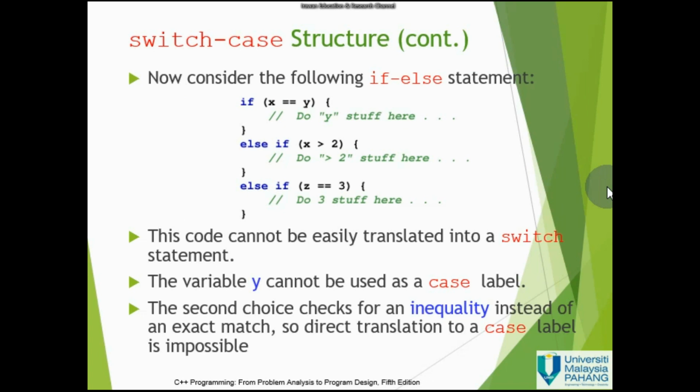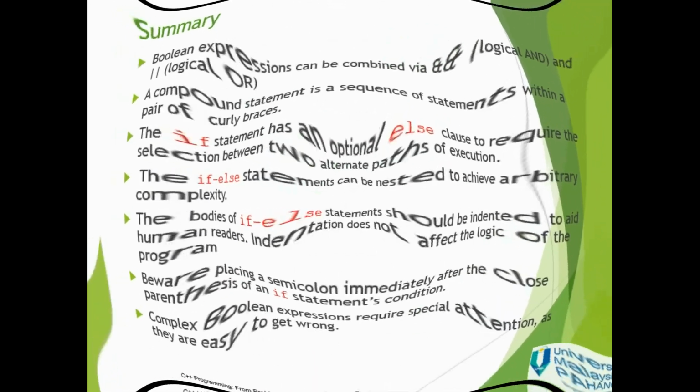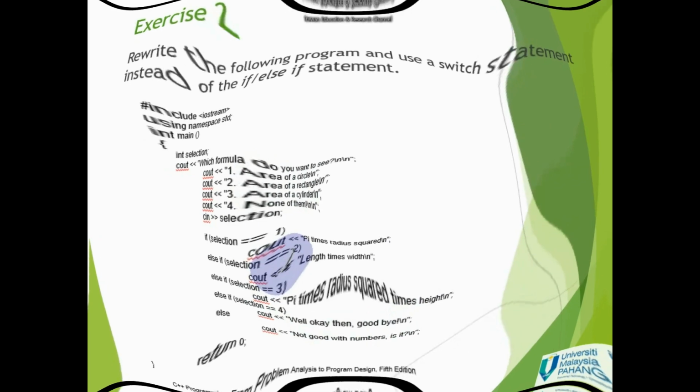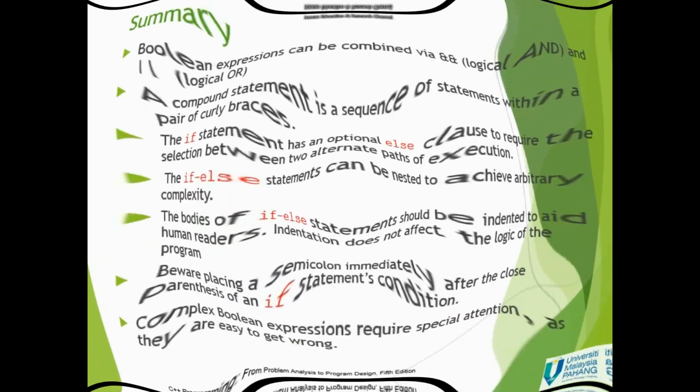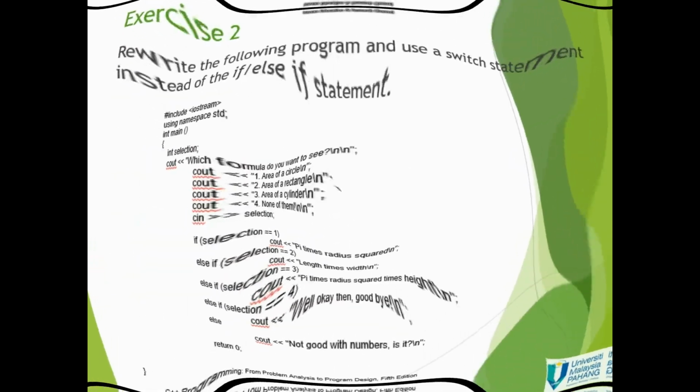So to check a range is also a weakness of the case label, because you cannot make some range using the switch case structure. Okay, we go straight to the examples.